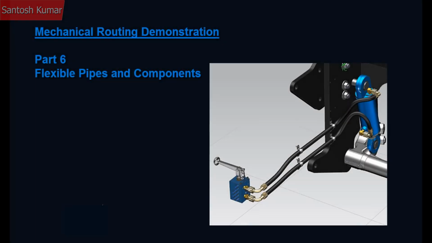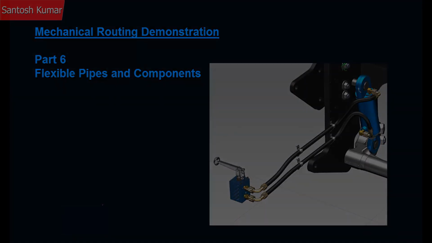NX routing supports flexible stock and components. Flexible stock routes hoses and wires. Flexible components allow a single component containing flexible stock to appear in different configurations of the same component throughout assemblies.